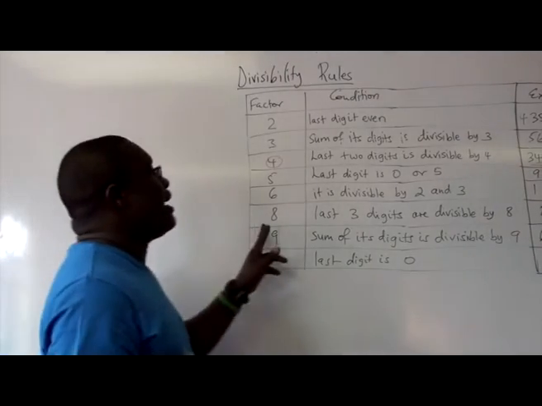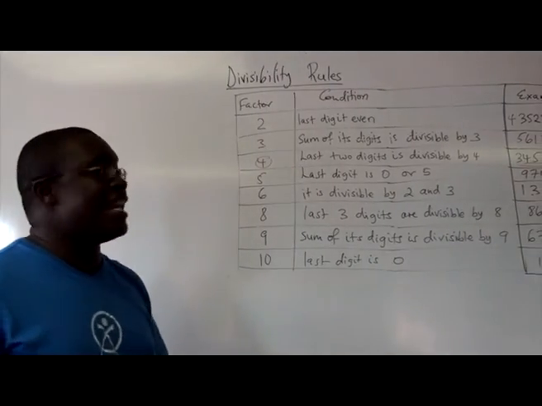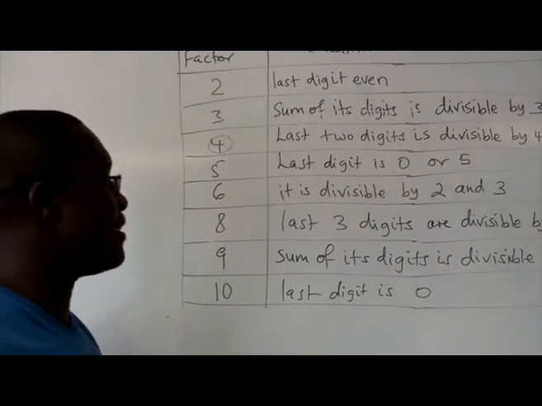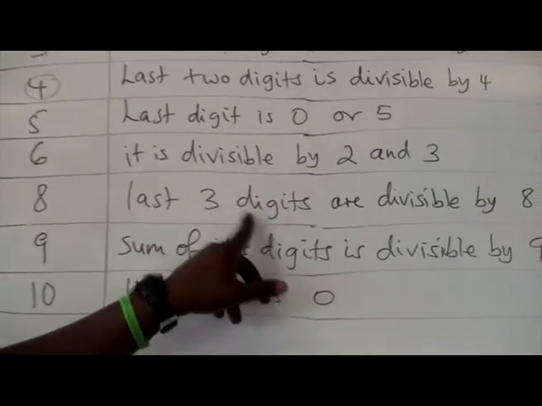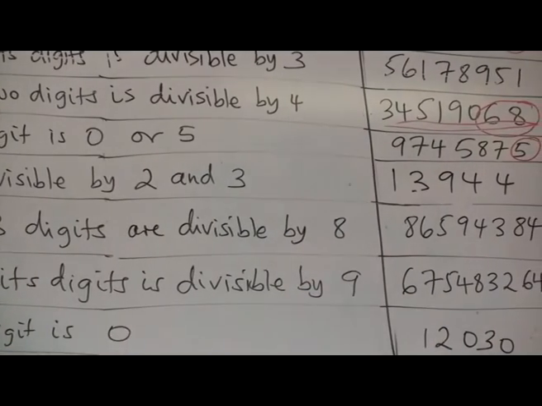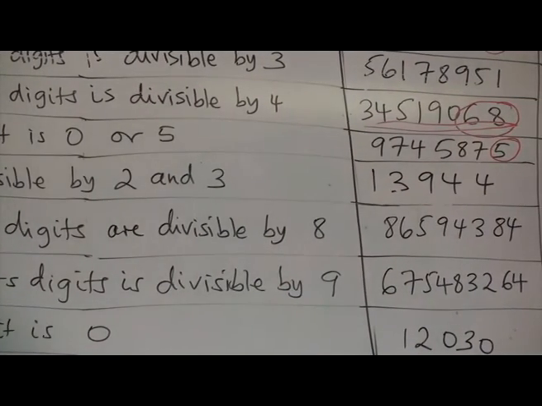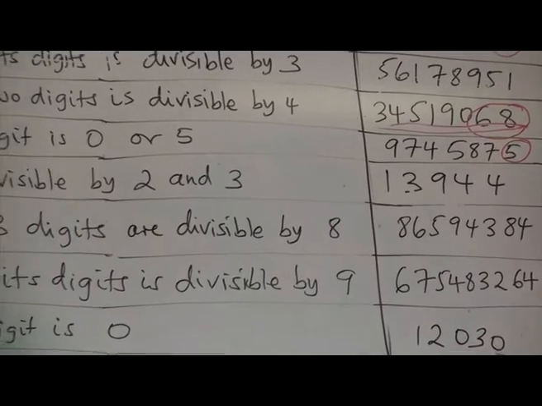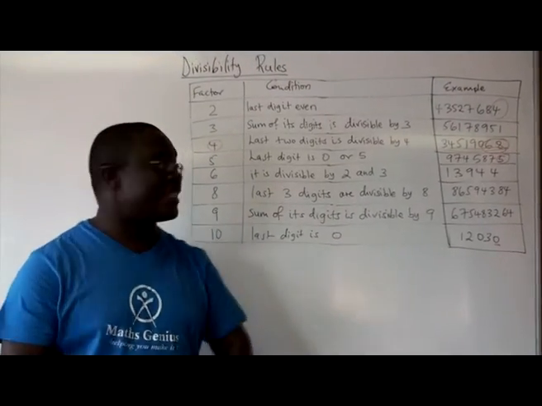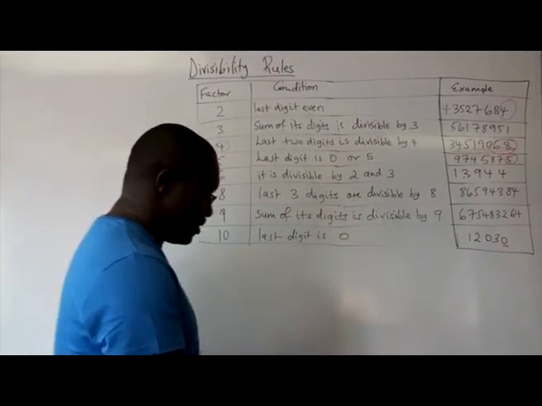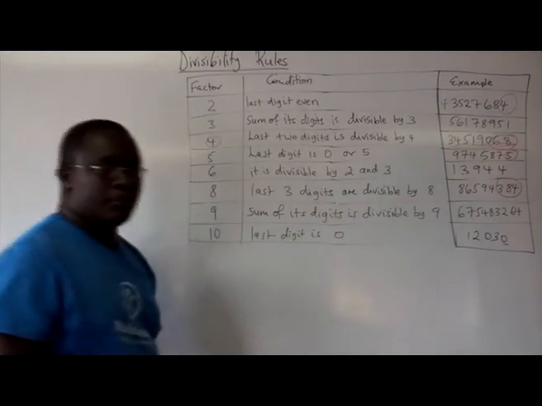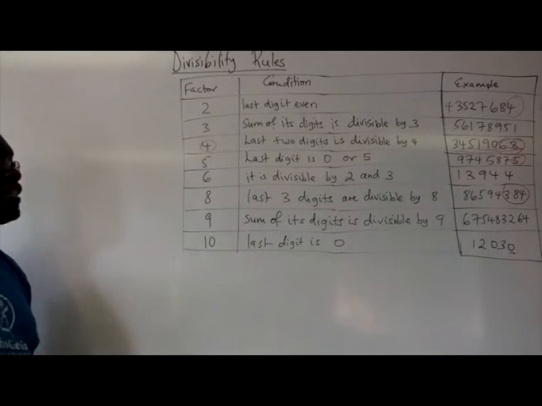Now, 8. How do we know that a number, no matter how big it is, is divisible by 8? Just look at the last 3 digits. If the last 3 digits are divisible by 8, then the whole number, even if it's got 20 digits or 50 digits, don't worry about everything else. Just look at those last 3. Now, let's look at the last 3. 384. Now, is 384 divisible by 8?